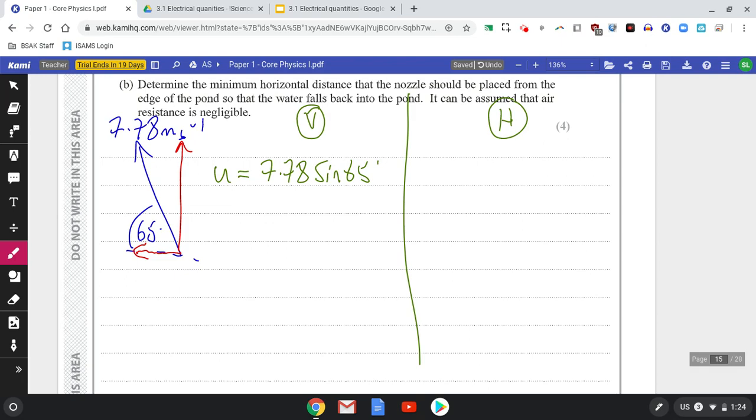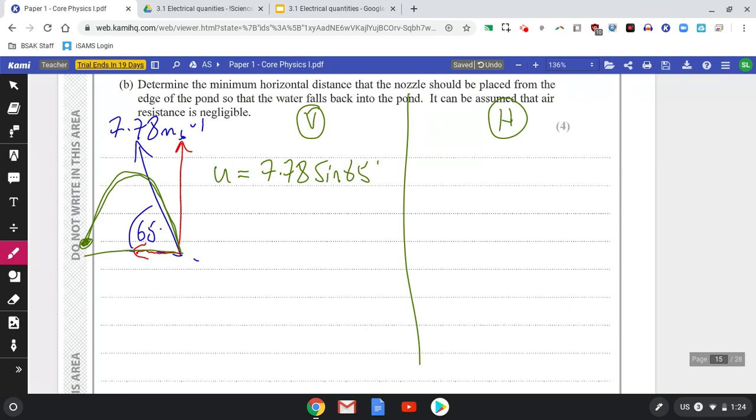We want the time, because we need to calculate the horizontal range here. So the water's going to do this, isn't it? It's going to follow that path. Okay, it's going to follow a parabolic curve, and we want the horizontal range. Now we want the time it hits the horizontal level of the starting point.